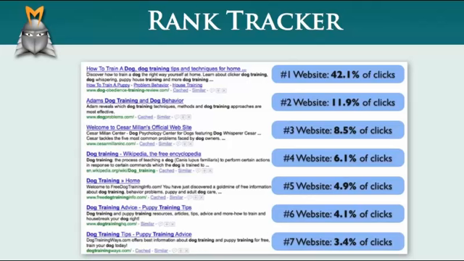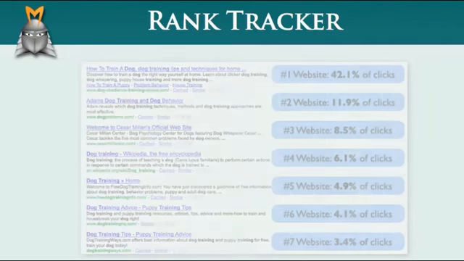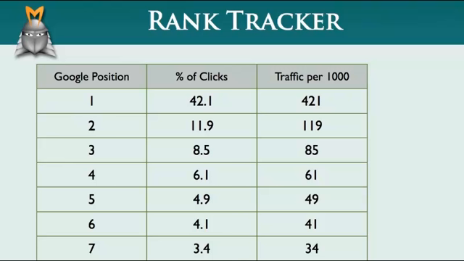For the sake of this example, let's assume that 1,000 people search for the term dog training. Based on the distribution of clicks we've just seen, this table shows how many people would visit each of the top 7 web pages listed in Google. The important thing to notice here is that improving your website's ranking from number 6 to number 5 can result in a 20% increase in traffic to your website. Moving from 5th spot to 4th can lead to an additional 24% increase in traffic.